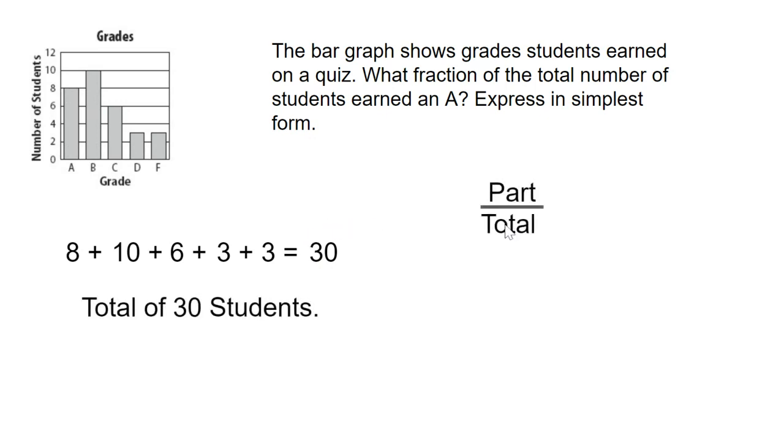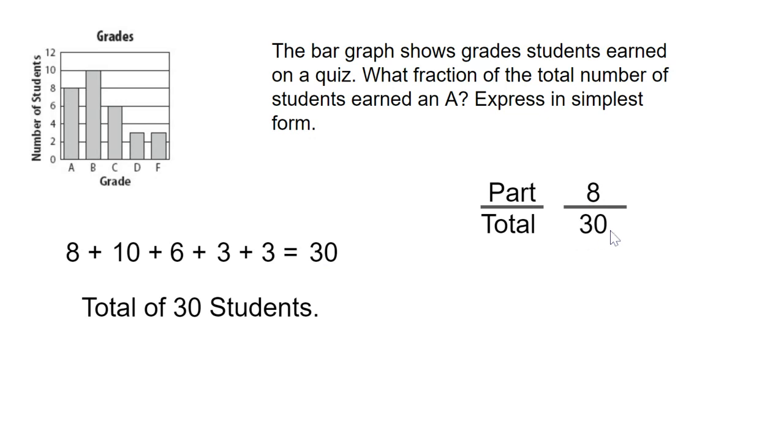Now we're going to set up our fraction. So we have the part over the total. So a part in this case is the total number of students who earned an A. So let's look here again. The bar in the A is 8 students. So 8 over the total, which is 30.